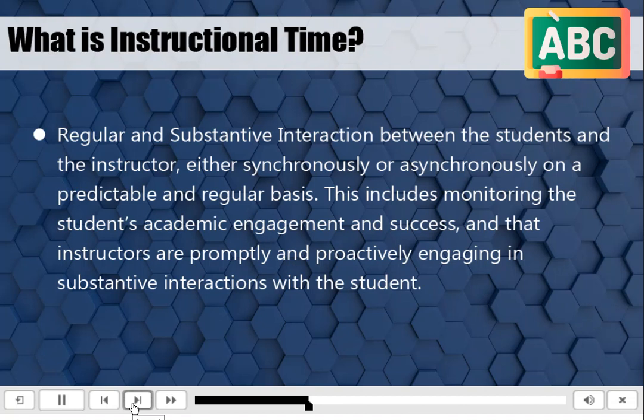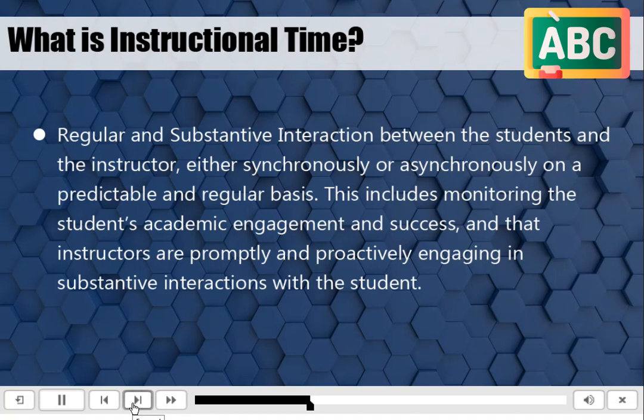And this could be synchronous or asynchronous. But again, the big thing here is it has to be on a predictable and regular basis. So it is regular, and it's substantive. It's going to happen throughout the course. It's not an ad hoc thing. It's planned into the course. It is a predictable part of each week in which the student is receiving instructional time, either synchronously or asynchronously, and it's substantive interaction. It's a formative type of interaction.